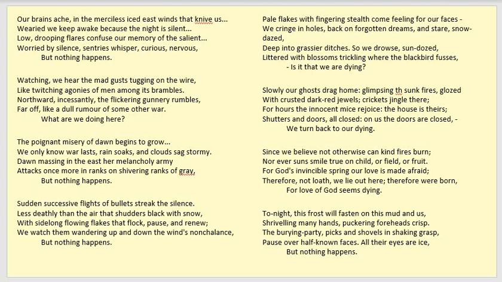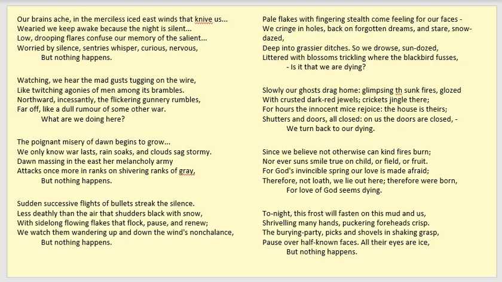Our brains ache, and the merciless iced east winds that knife us. Wearied we keep awake because the night is silent. Low drooping flares confuse our memory of the salient. Worried by silence, sentries whisper, curious, nervous, but nothing happens. Watching, we hear the mad gusts tugging on the wire, like twitching agonies of men among its brambles. Northward, incessantly, the flickering gunnery rumbles, far off like a dull rumour of some other war.